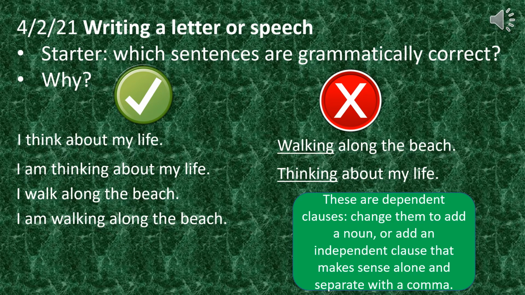Here are the answers. The correct sentences which stand alone are: I think about my life, I'm thinking about my life, I walk along the beach, I am walking along the beach. These are not sentences: walking along the beach, thinking about my life. Why are they not sentences? Well, there's no noun doing the action. These are dependent clauses. Change them to add a noun or add an independent clause that makes sense alone and separate it with a comma.